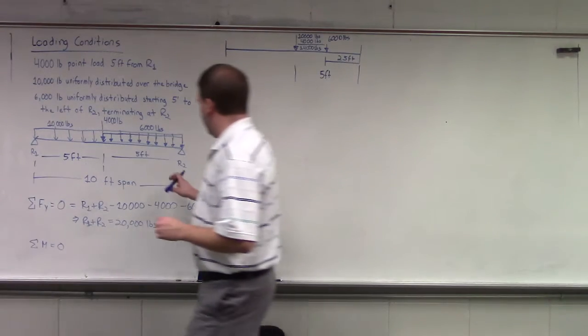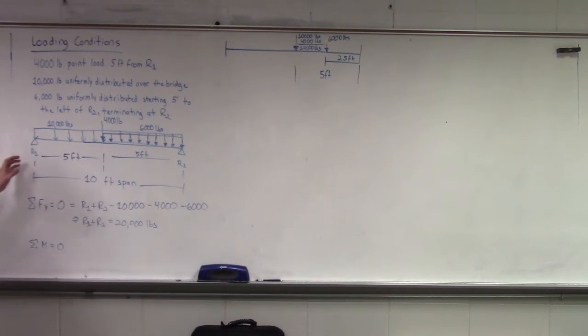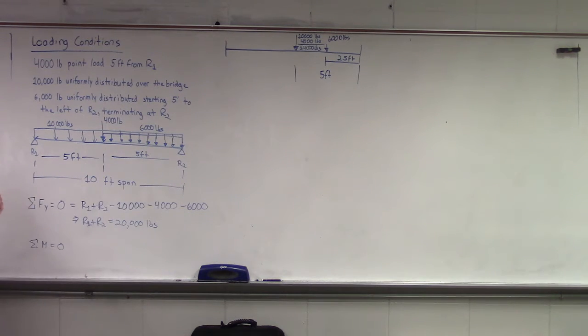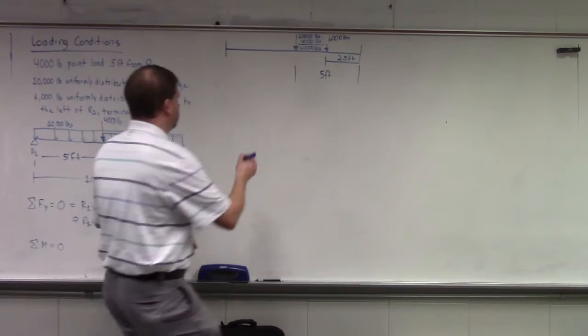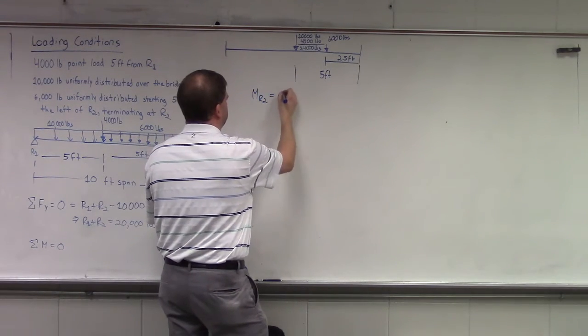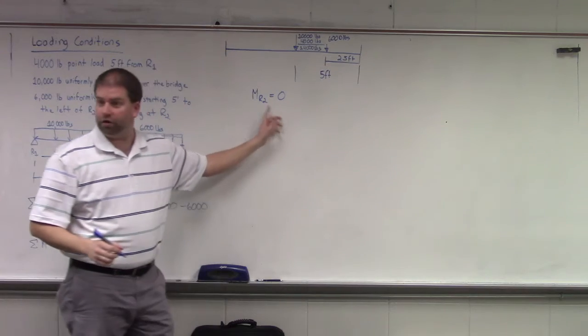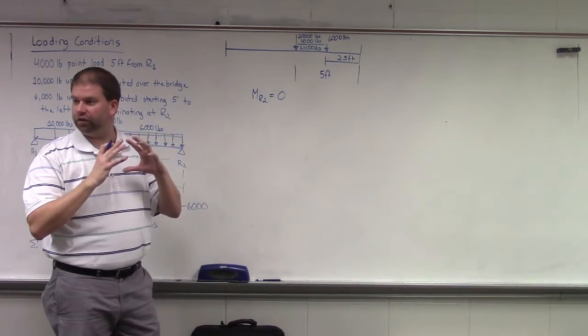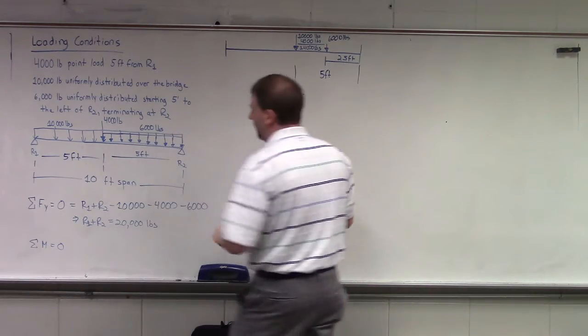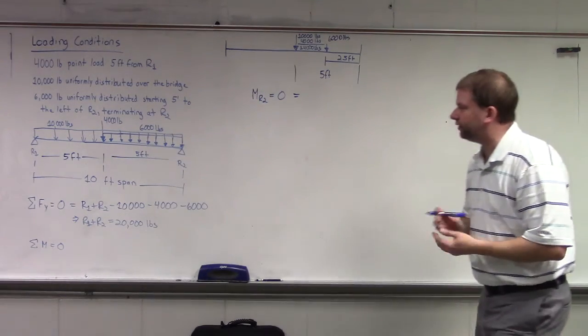Do you want to look at reaction 1 or do you want to look at reaction 2? I'll just do the same. No one has any deep emotional attachments to either reaction? Okay? So let's look at moment around reaction 2 to keep consistent. We have to remember that in order to prevent any rotation, this has to sum to 0, right? Okay? So what combinations of forces and distances do we have?